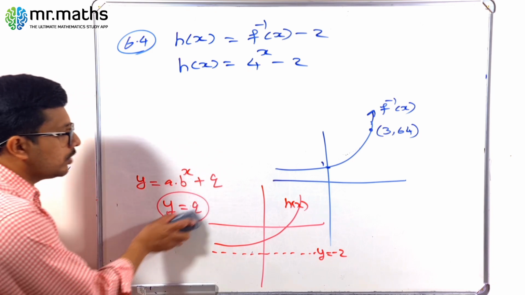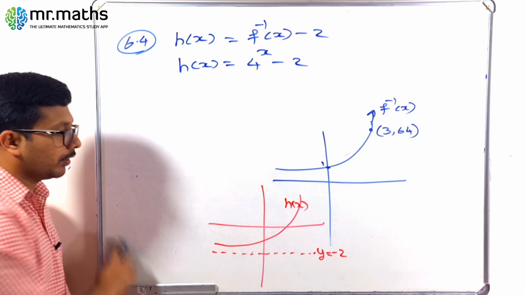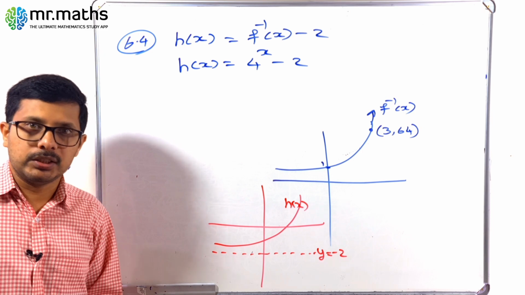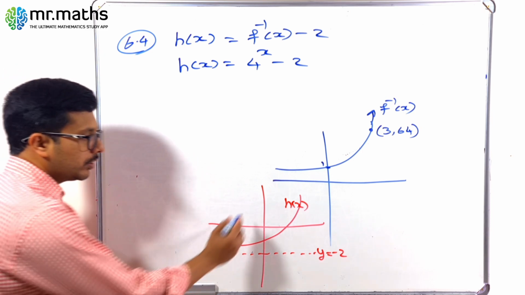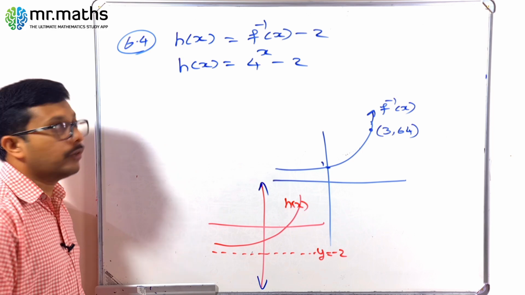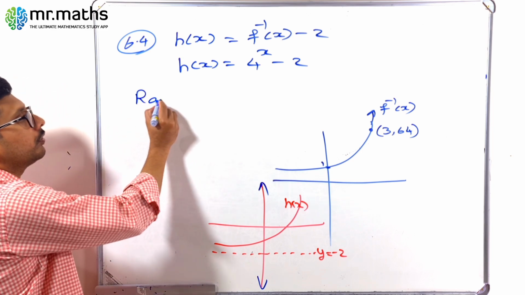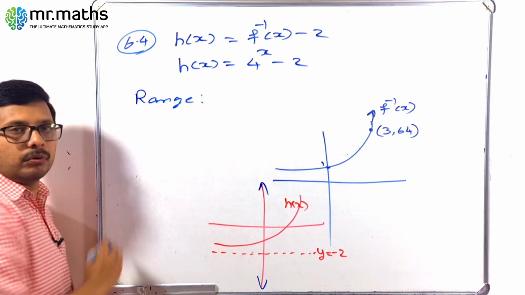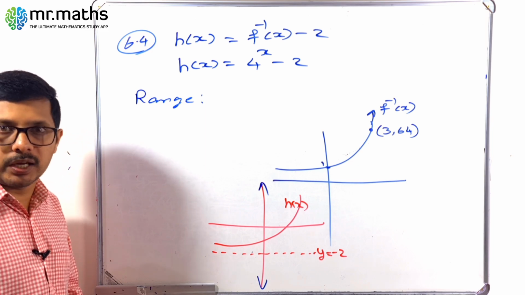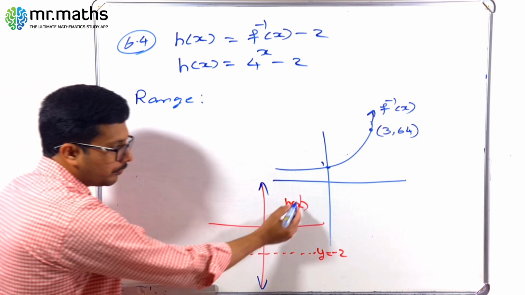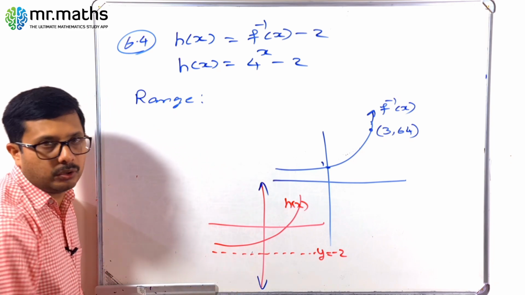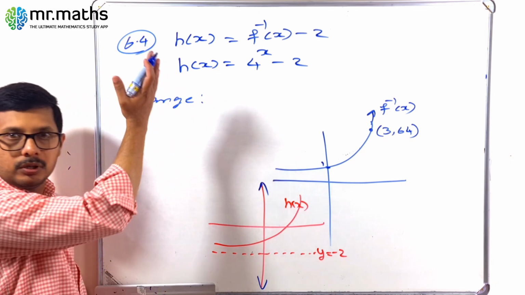In this h of x graph, whatever this point is, I don't mind. We just want to find the range. What is the meaning of range? Possible y values. Am I right? We have to find the range of h of x. What is the meaning of range? Possible y values. So is it possible for this h of x graph to cross y is equal to minus 2? No, it must be above minus 2.